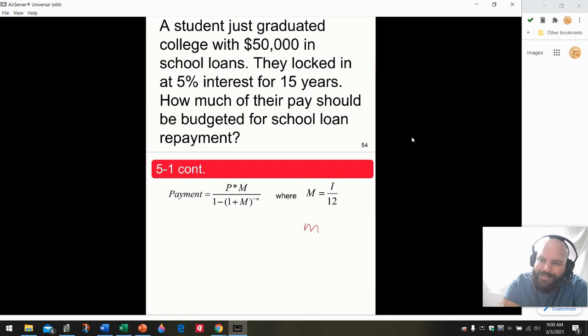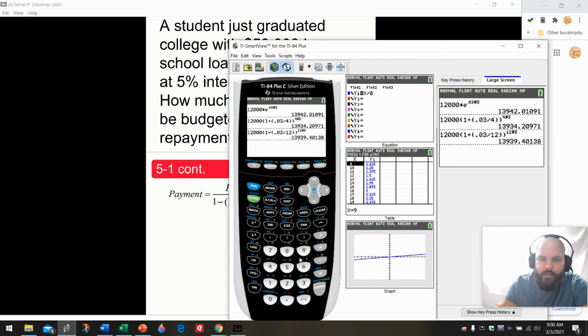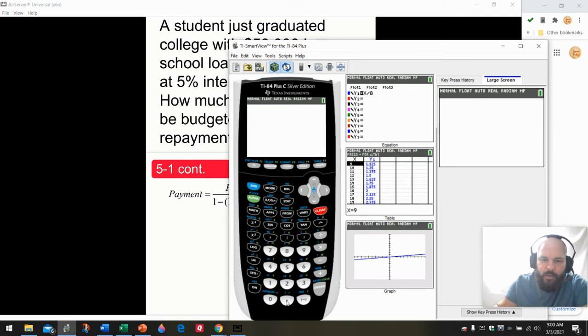5%, though, written as a decimal, is 0.05 divided by 12. And so that gives me a monthly interest rate. When I do 0.05 divided by 12, we get 0.0041 and then 6 repeating.